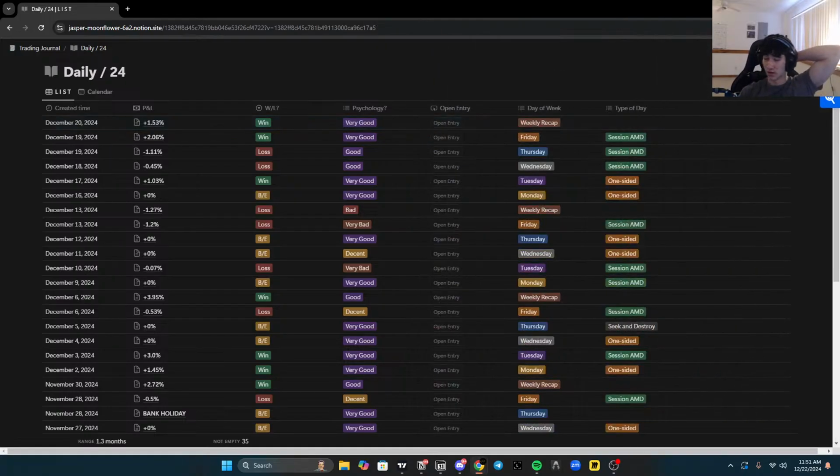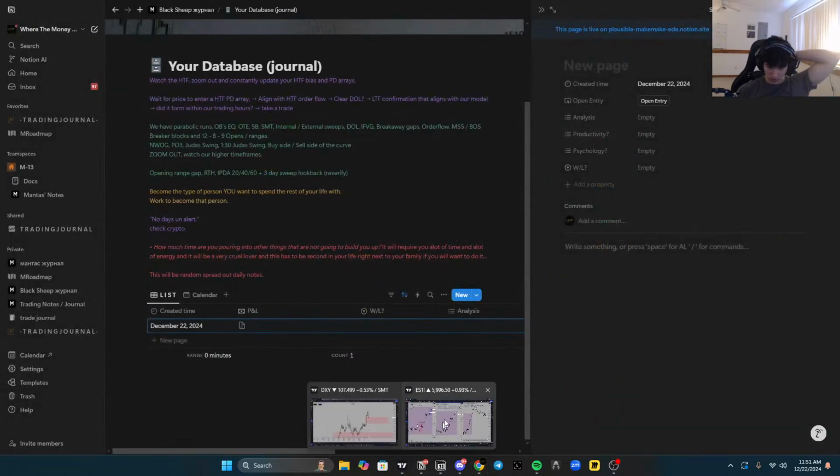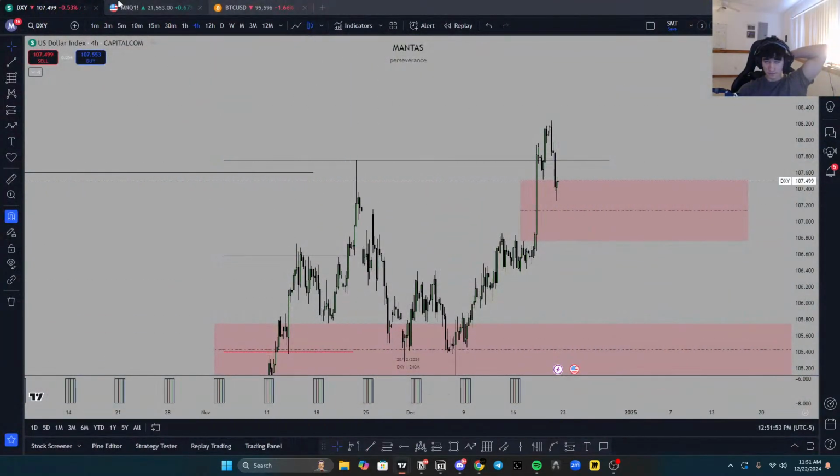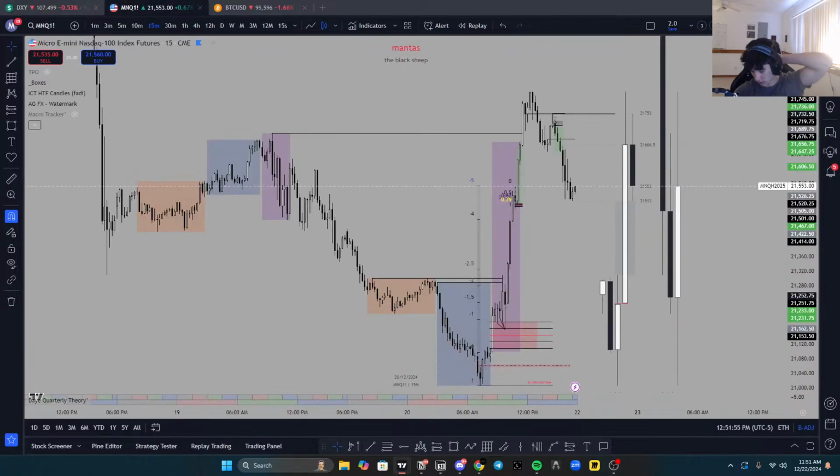And stacked SMT, I love stacked SMT. Not really time-based stacked SMT, but I like to see SMT stacking with my entries. And Mark Douglas, Trading in the Zone, not really something I was too fond of.